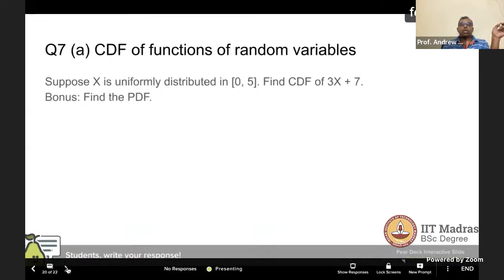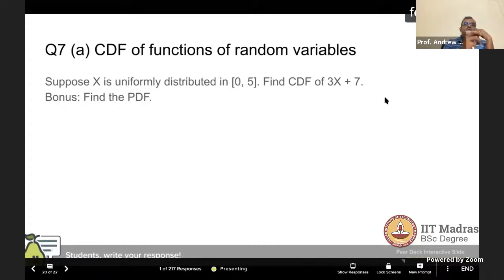Okay, so I think we are out to the last type of problem where I'm asking you to find the CDF of a function and also the PDF, which is just the derivative. The only trick here is you have to, what is CDF? What is the CDF of a random variable? It's basically the probability that the random variable is less than some variable, you can call it t if you like, or anything else. So when I say find the CDF of 3x plus 7, what am I asking? Find the probability that 3x plus 7 is less than some t.